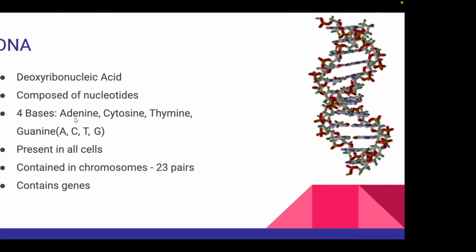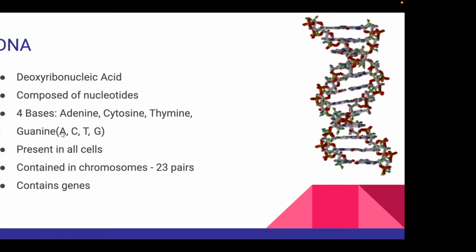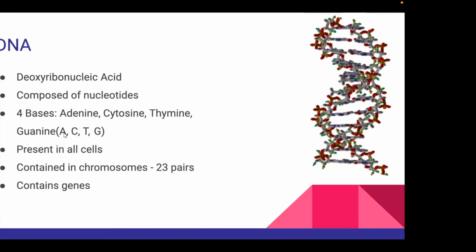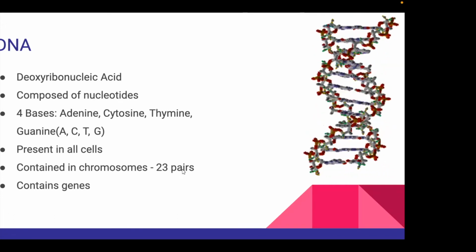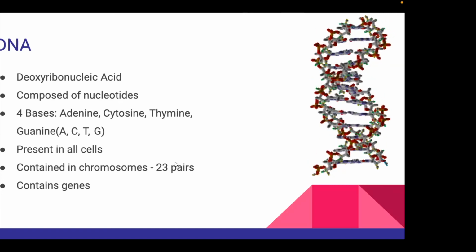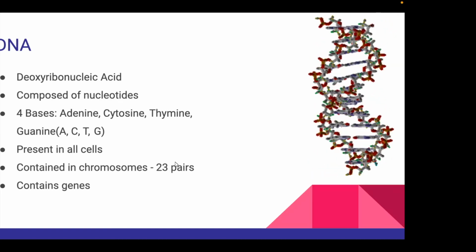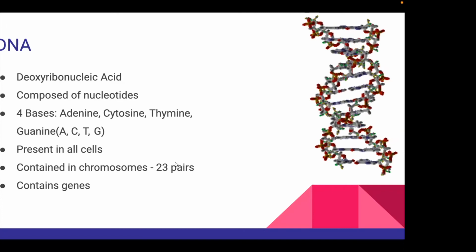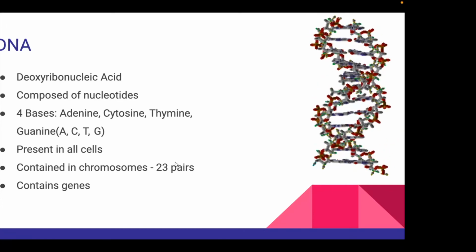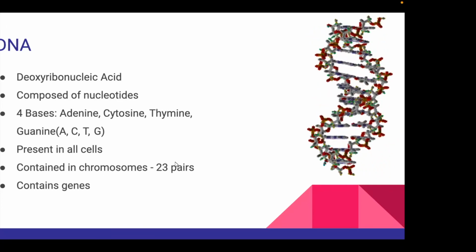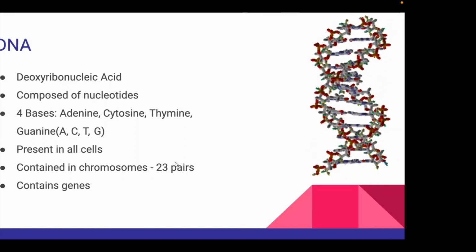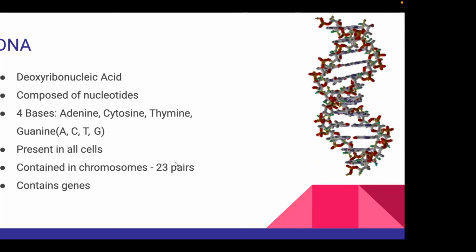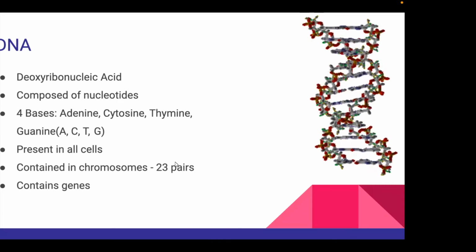So the four molecules are adenine, cytosine, thymine, and guanine, ACTG. And these are basically present in all cells and contained in chromosomes, such as 23 pairs of chromosomes in humans. And yeah, different parts of the DNA are contained in different chromosomes, basically a wrapping mechanism for the DNA. Because if we stretch out the DNA, it becomes too long to be contained into the cells. So chromosomes are the wrapping mechanism.